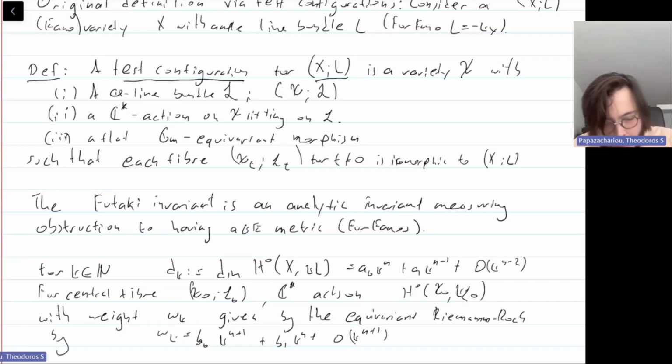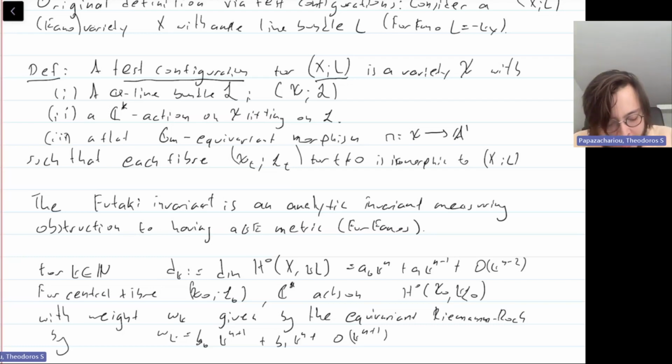So you want to have a C-star action on this variety, curly X, lifting on the line bundle. And you also want a flat G-equivariant morphism, which goes like this, such that you can think of each fiber which is not the zero fiber, so the central fiber, to be isomorphic to your pair, essentially. And then your central fiber is what gives you the structure of these C-star degenerations, the limit degenerations for varieties.